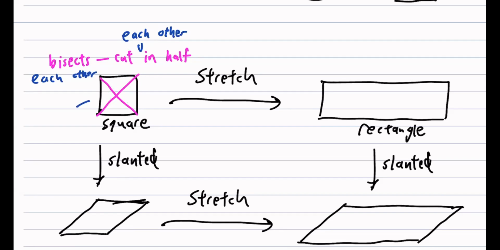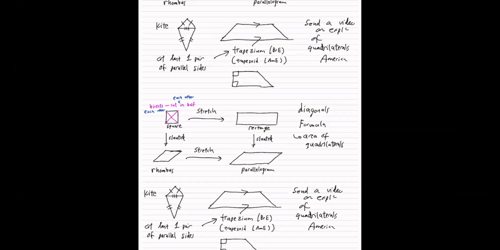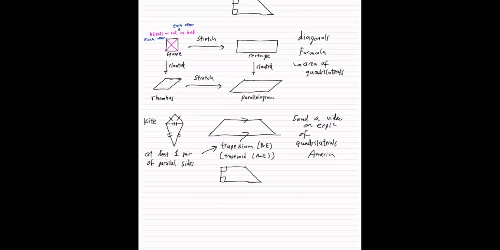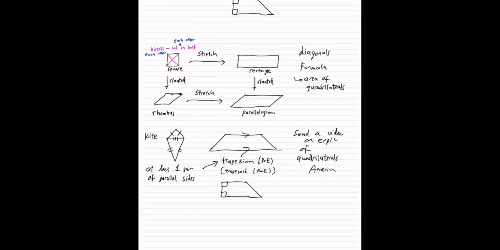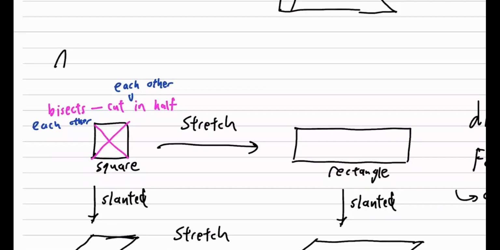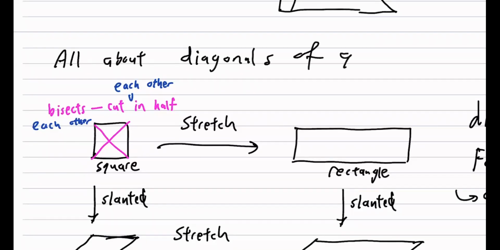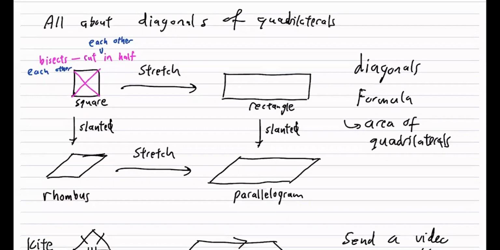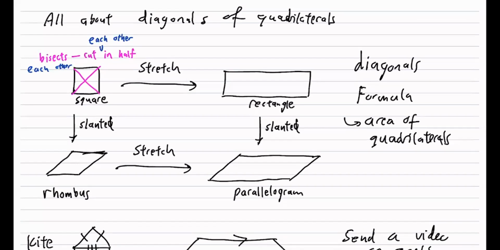Also, by the way, this pink color is all about diagonals. Maybe I should mention, this next page is all about diagonals of the quadrilaterals. I feel like I'm missing out on something. I'll get to it in a minute. I don't think I missed out anything for now. Okay, so they bisect each other in half, and also for a square, the diagonals are equal in length.